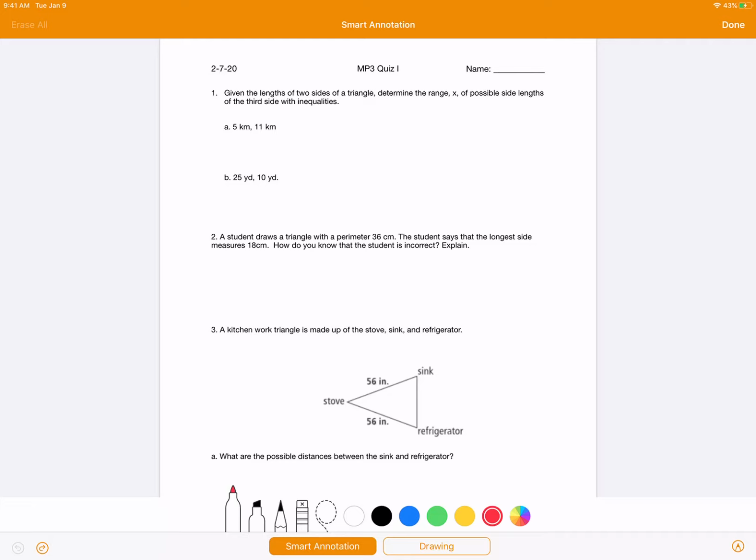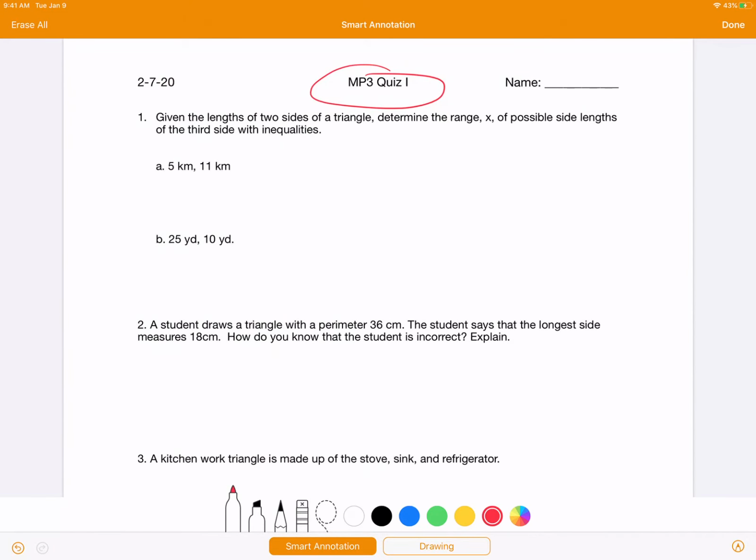Hello, class. For today, we're going to do a summary quiz review. I know it says marking period quiz one on top of it, but please just don't mind that. We are going to take a look at the several questions that we have been dealing with over the past couple of days.